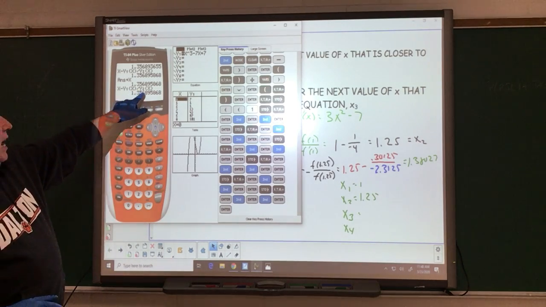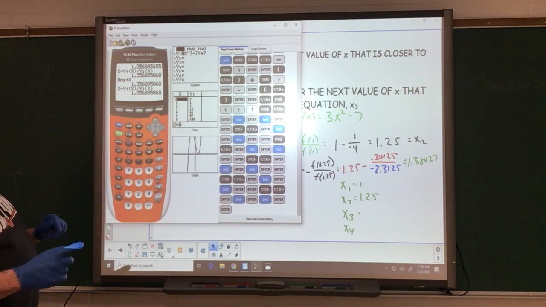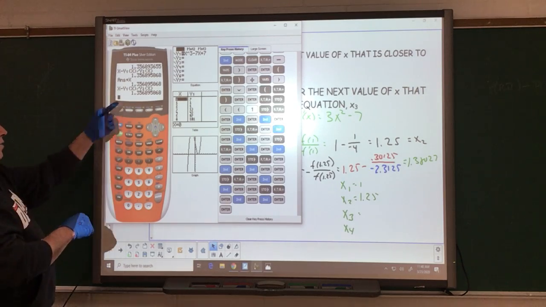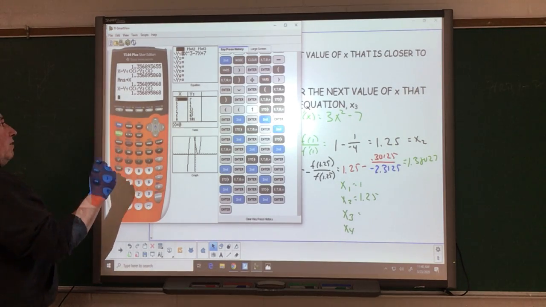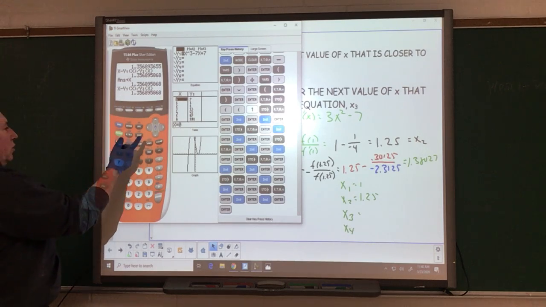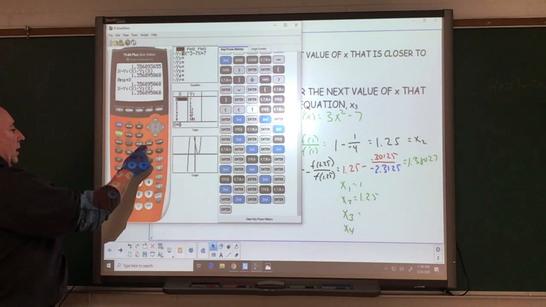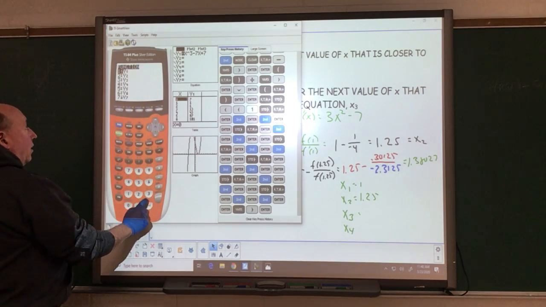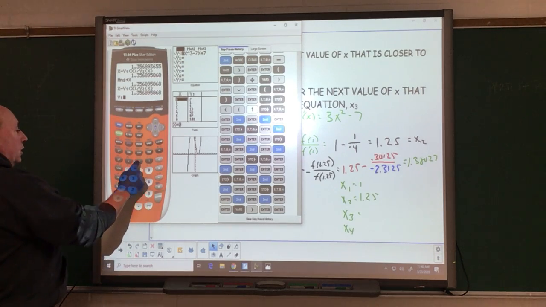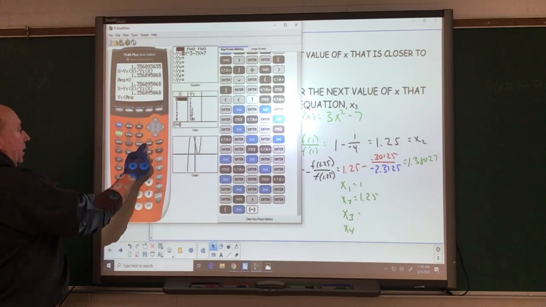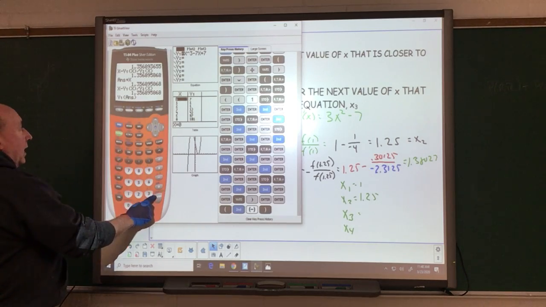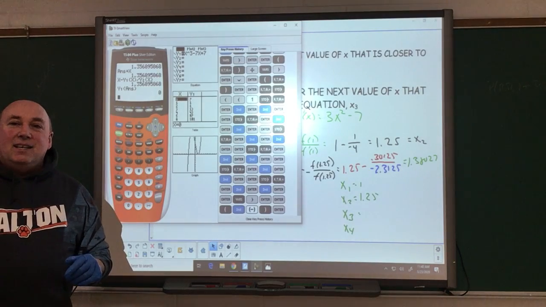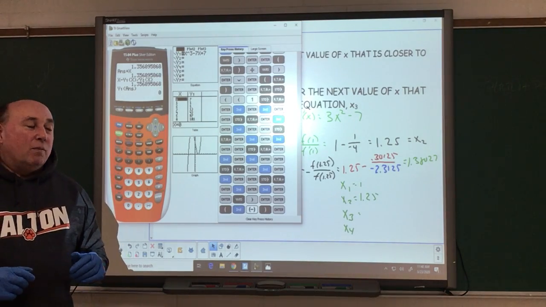If I would plug this value in, if I would find the value of this function, my y1, at this value, it would be very, very close to 0. So let's just do an example here. I go vars, y vars, y1 because that's where it is, and I want to find it at my answer, what I came down to there. I get a value of 0. It's like magic. Sir Isaac Newton was pretty smart.